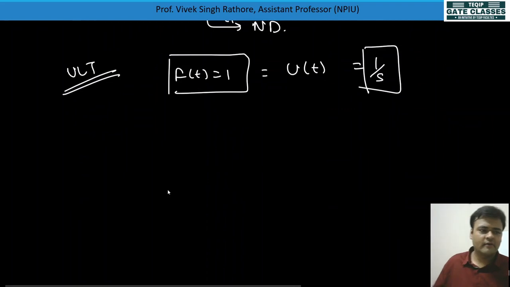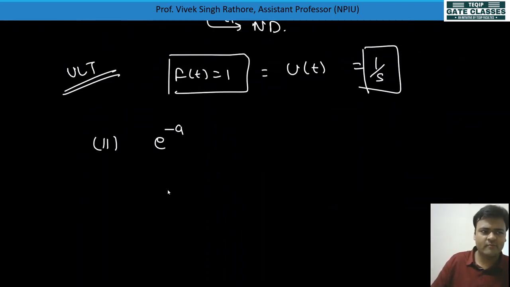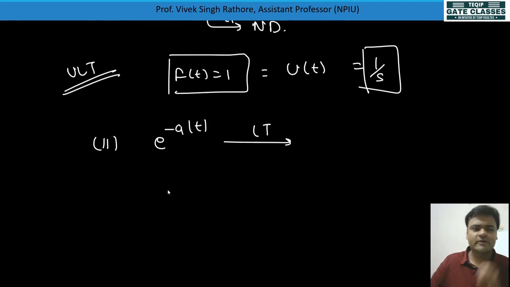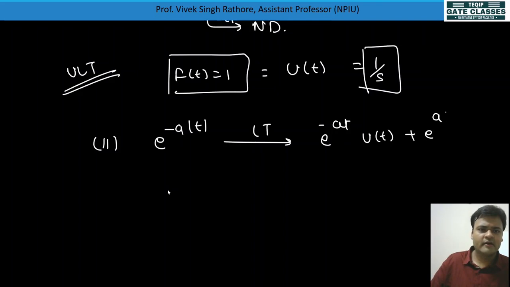Okay, and now I'll tell you the second part. Let's suppose e to the power minus a mod t is there. Its Laplace transform is nothing but e to the power minus at u of t, plus e to the power at u of minus t, right?